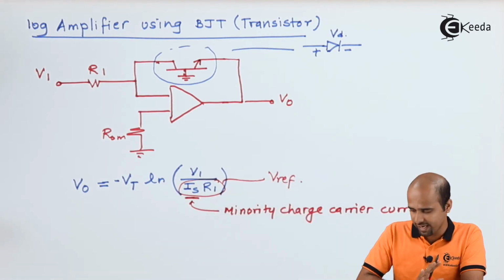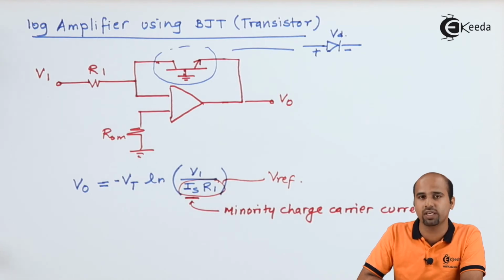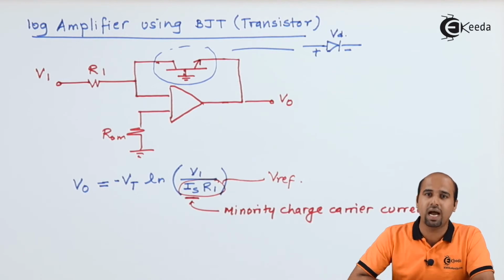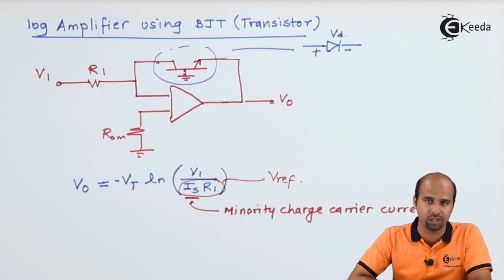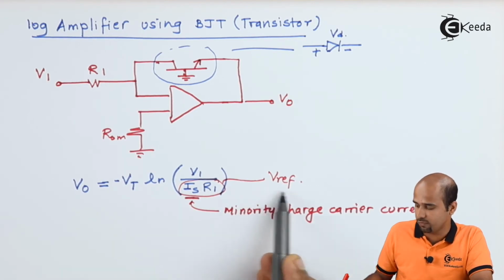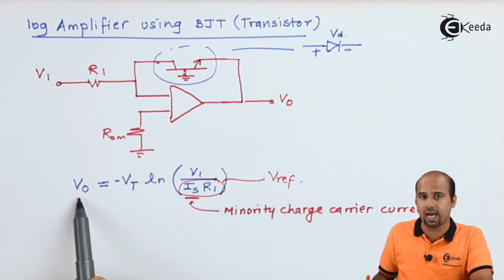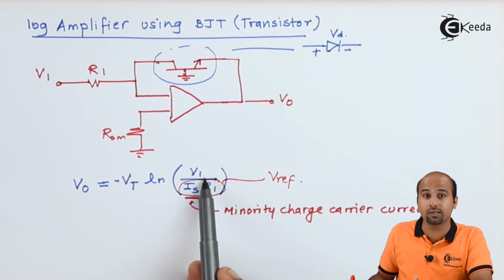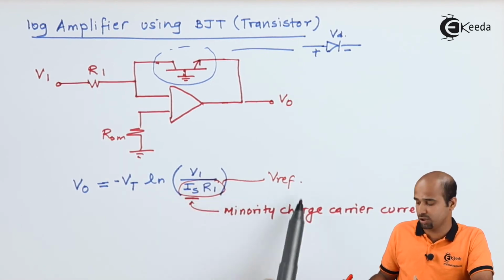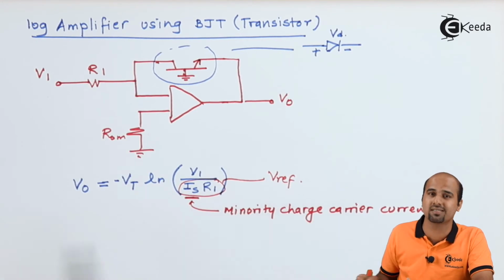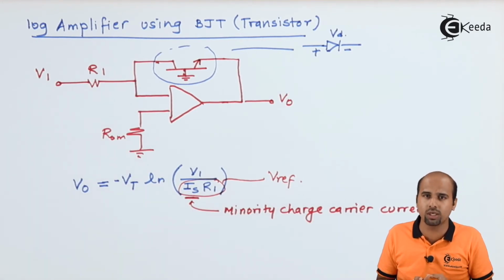If we take Is multiplied by R1 as V reference voltage, I cannot keep this V reference voltage equal to a constant value, because the minority charge carrier current is changing with respect to temperature. If temperature changes, this current can change and will lead to a change in the value of VREF, and that is why this VO will not be a function of only V1, rather it will be a function of VREF that will act as a variable, and I don't want that mess up.